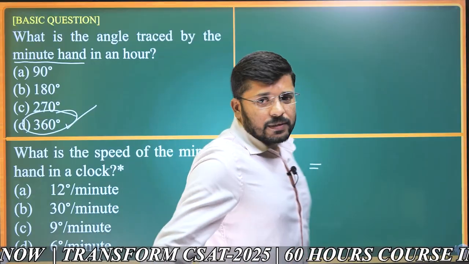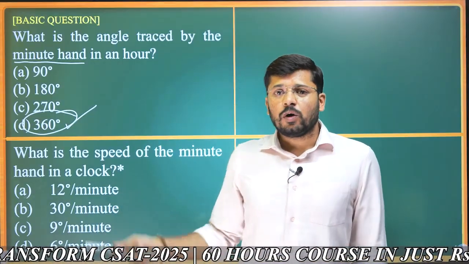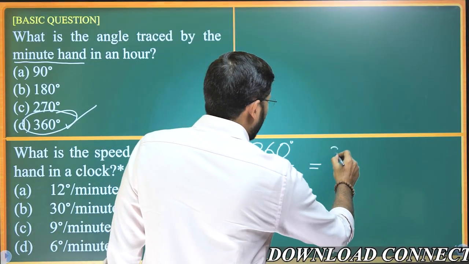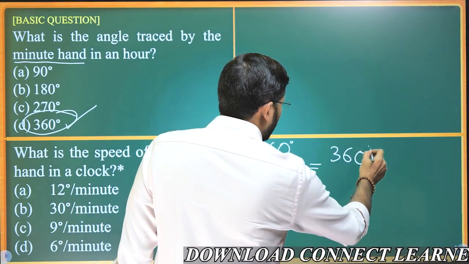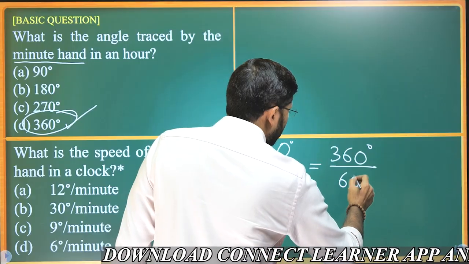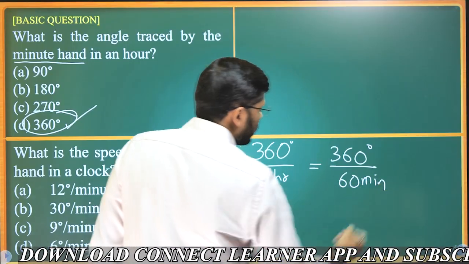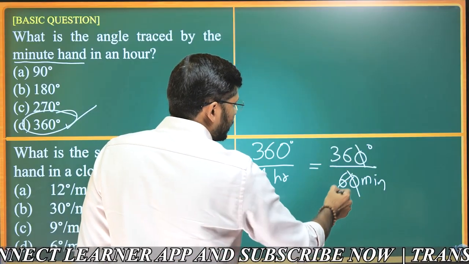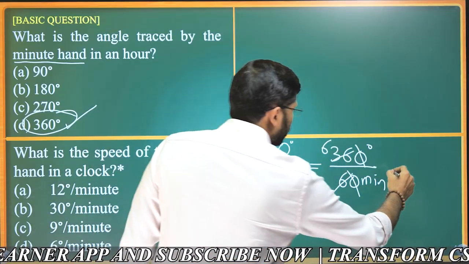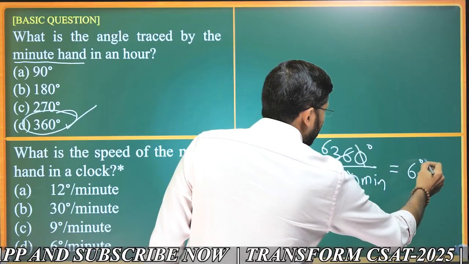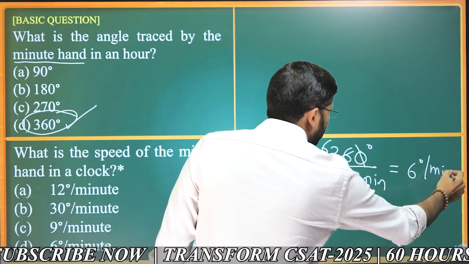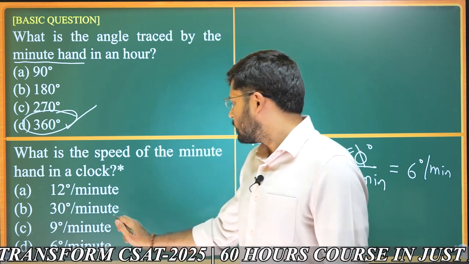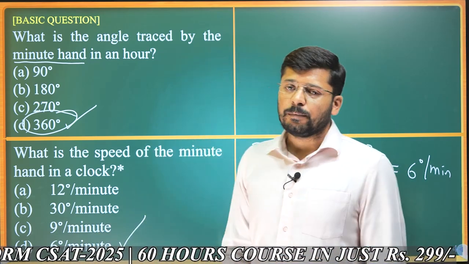Now, look at the options. All of them happen to be in minutes. So we will convert this hour into minutes. How? 1 hour is 60 minutes, right? That's all. So 360 divided by 60 minutes. This is the speed of the minute hand. 0, 0 cancel, and 6 divides 36. 6 sixes are 36. So the answer is 6 degrees per minute. So what is the speed of the minute hand? It is 6 degrees per minute.